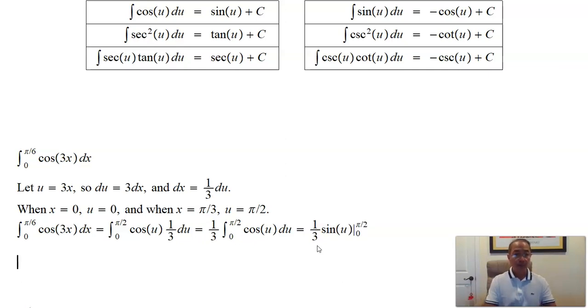Okay, so remember that we start at the top. We have 1/3, and we will get the sine of pi over 2, and then we will subtract the sine of 0. Okay, sine of pi over 2, I hope everyone remembers that that is simply 1, and sine of 0, that's just 0. So we get 1 minus 0, so the answer is simply 1/3.